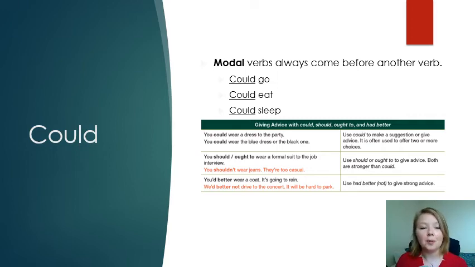And could sleep. I could sleep all day, but I'd have a lot of work to do. So our modal verbs come before our other verbs like go, eat, and sleep. In our examples here, we see you could wear. Wear is the normal verb, and that modal verb could comes before.